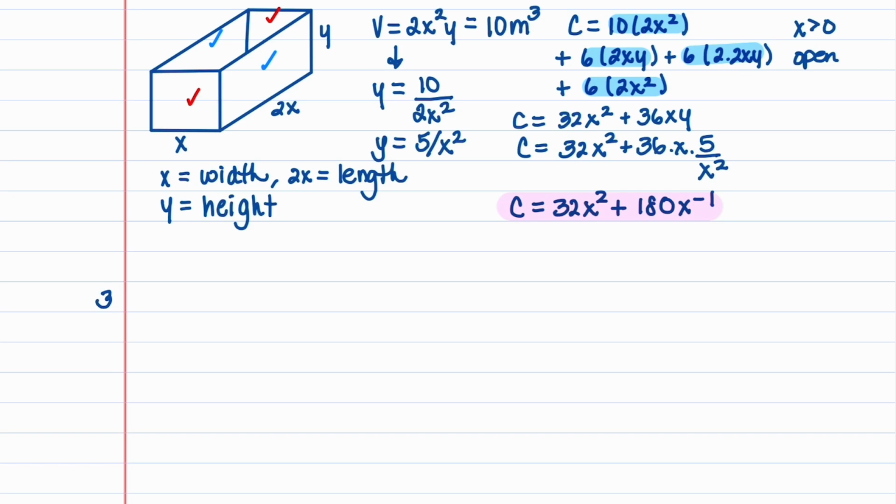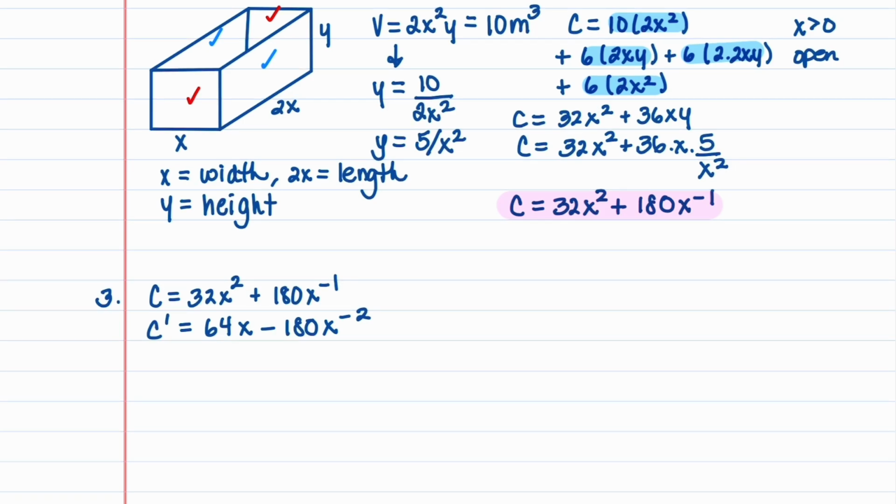Our third step is to take the derivative of our cost function and find the critical values. Let's go ahead and write down C. It is 32x squared plus 180x to the minus 1. Now we can take the derivative. C prime is 2 times 32, which is 64x, minus 180x to the minus 2.